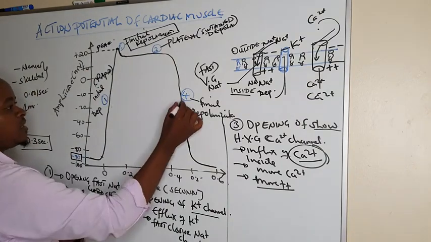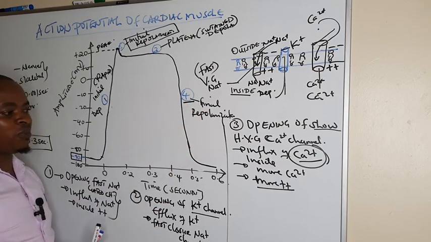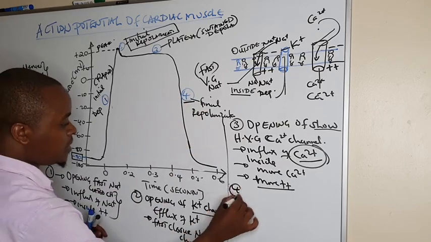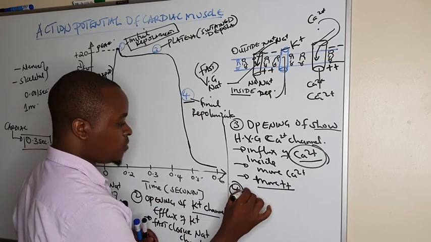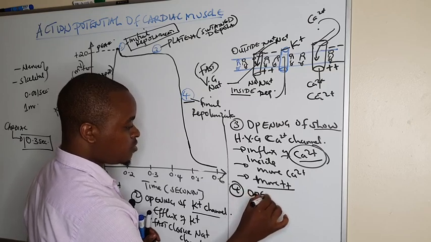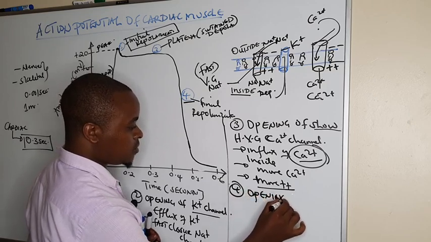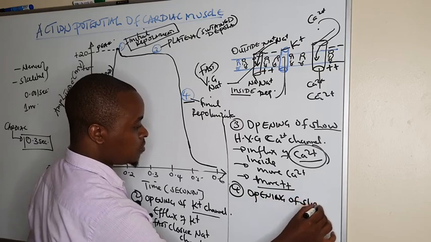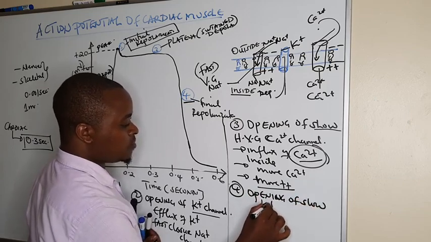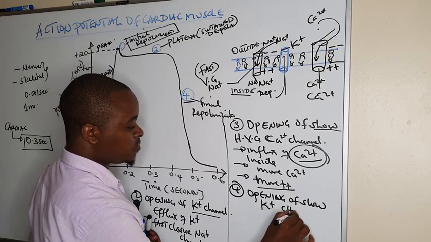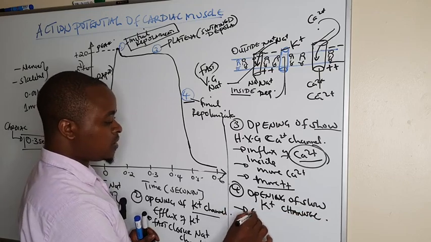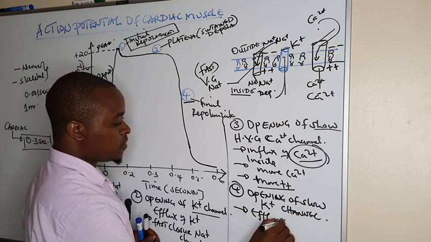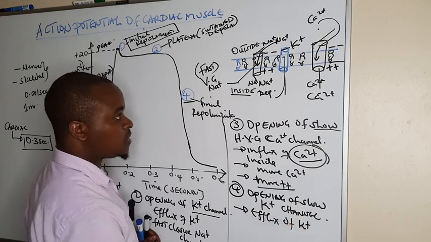Then later we see phase 4, which is the final repolarization. And this final repolarization is due to the opening of slow potassium channels. And when they open, there is efflux of potassium ions.